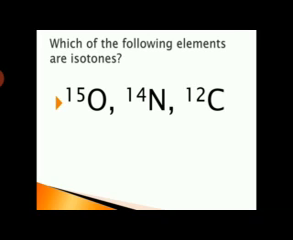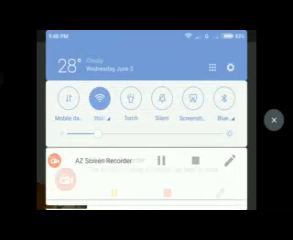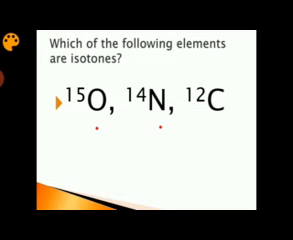Which of the following elements are isotones? There are 3 different nuclei written here. Try to find out which among these are isotones. So this is another way of representing a nucleus. Here the bottom number is not given. You don't have to worry about that.